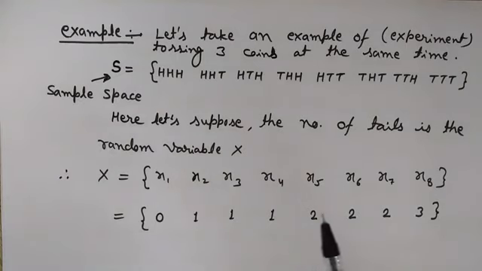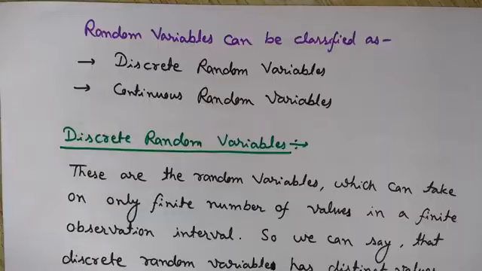As I told you, there are 2 kinds of random variables: continuous random variable and discrete random variable. So this is an example of a discrete random variable, as we have a finite number of outcomes, and these values are denoted by x1 to x8. Okay, so now we will see types of random variables.